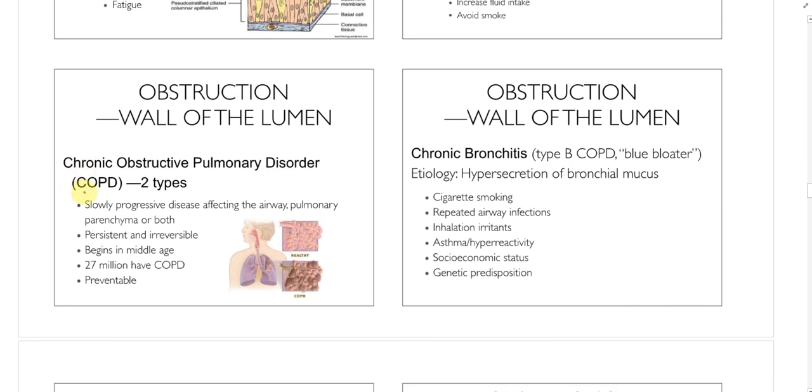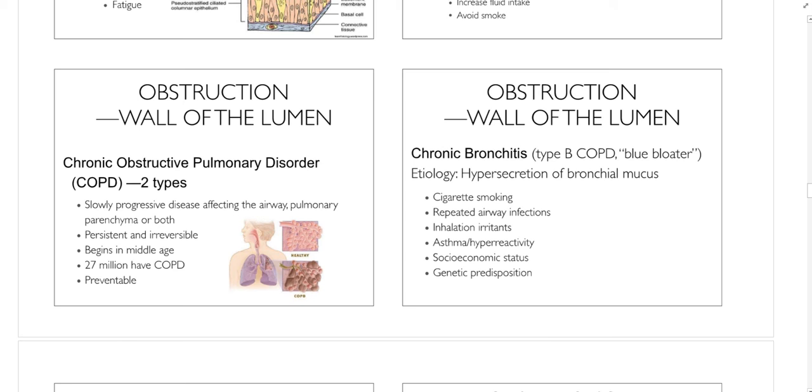Now we have COPD, or chronic obstructive pulmonary disorder, which is divided up into two different specific conditions. We have chronic bronchitis and we have emphysema. They both are classified as chronic obstructive pulmonary disorder because they have a lot of similarities, but they also have several distinct differences. COPD in general is a slowly progressive disease that affects the airway, pulmonary parenchyma, or both. And I've heard people call it parenchyma or parenchyma, I don't know. It is a chronic condition, meaning it is persistent and is irreversible once it starts.